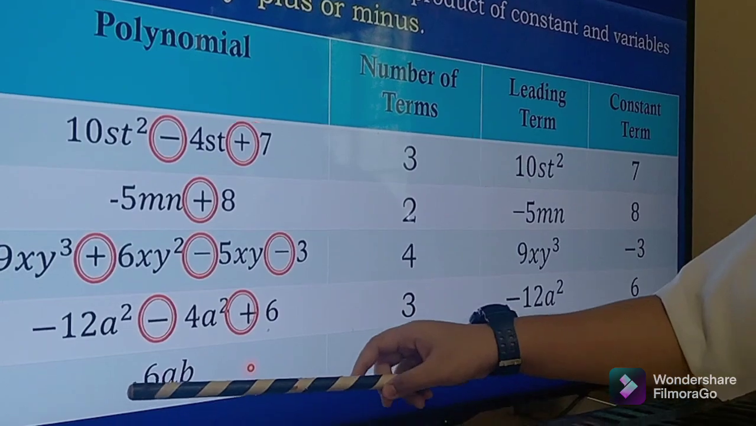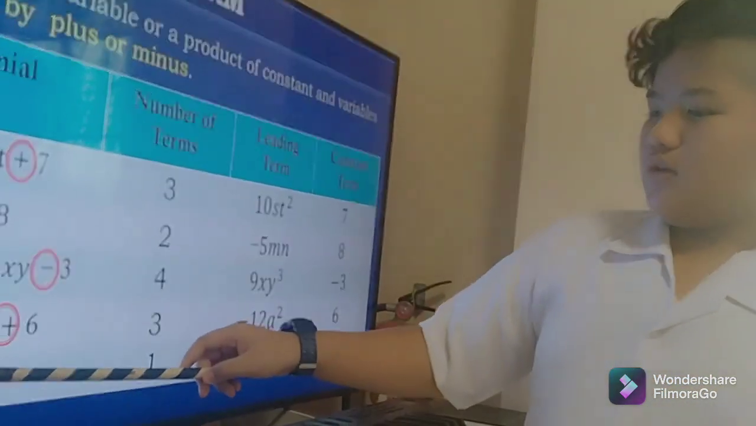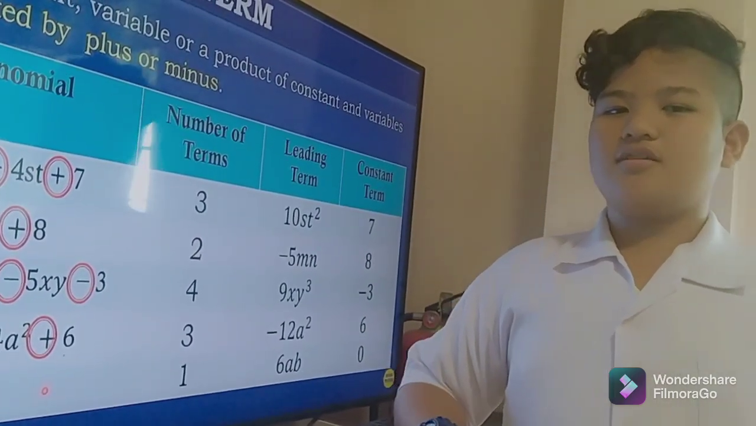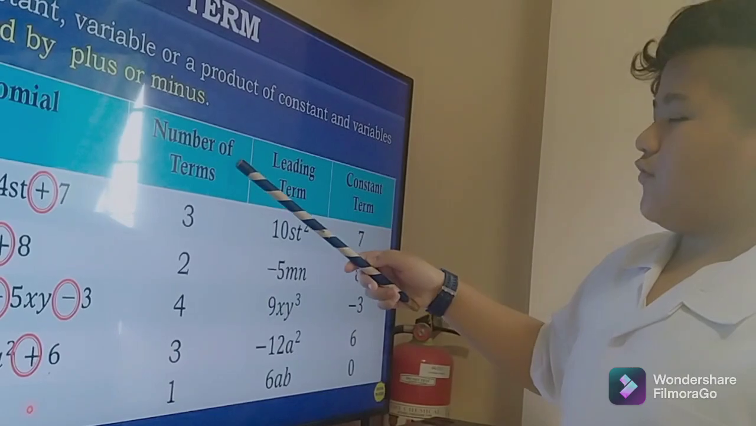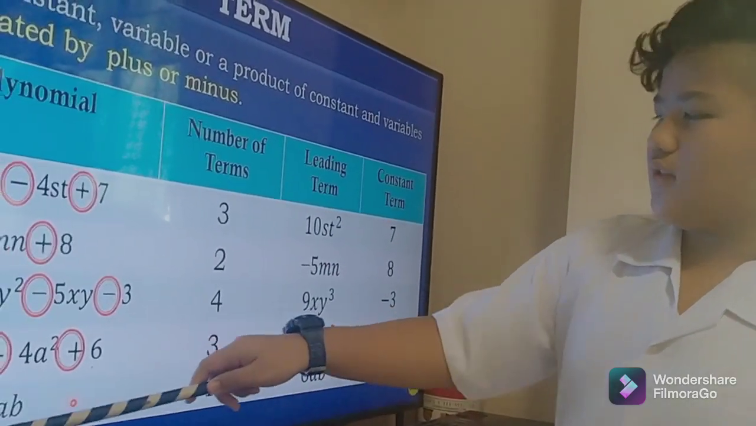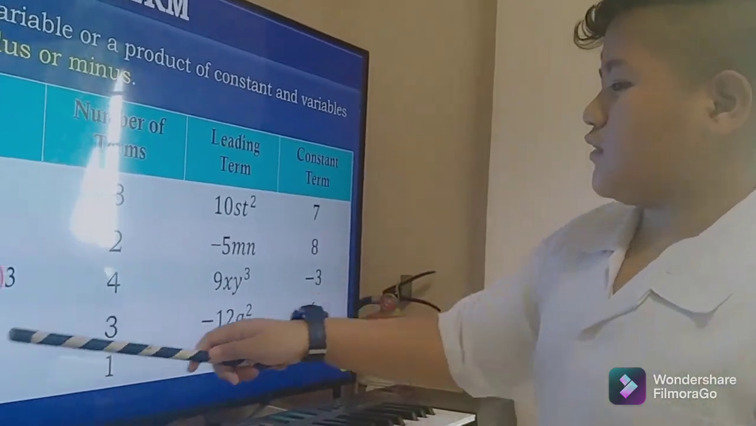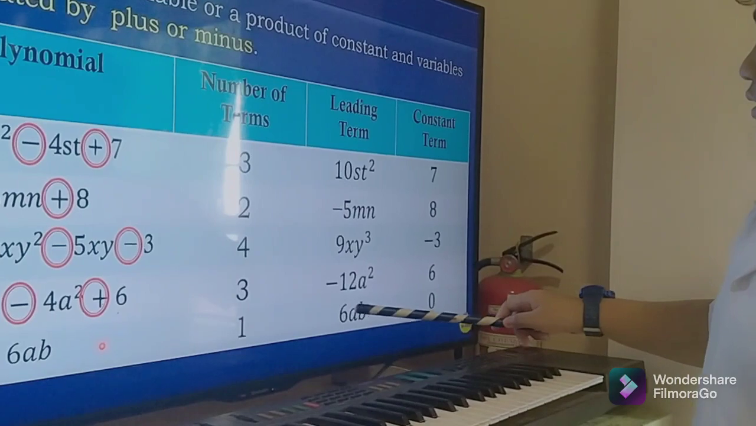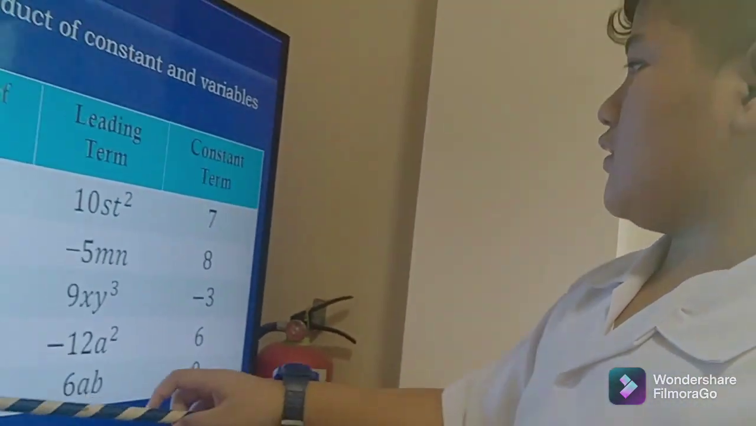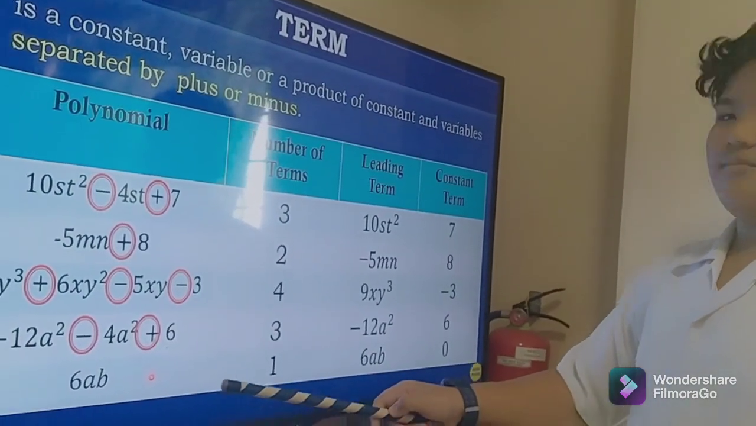Last example: 6ab. It is a monomial, a polynomial with one term. Number of terms: the number of terms is 1 because it only has one term. Leading term: leading means first, so our first term is 6ab. Constant term: the constant term is 0 because it has no constant term.